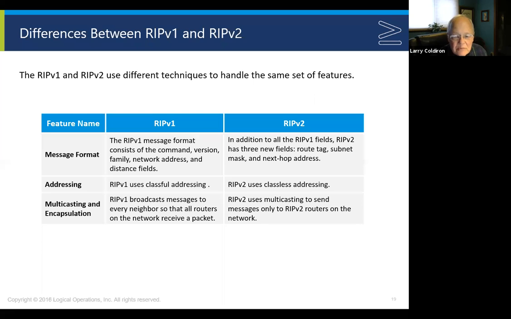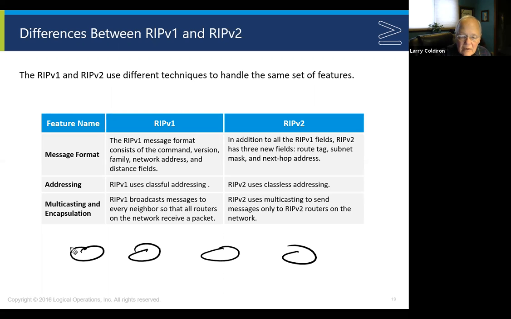Multicasting and encapsulation. RIP is a broadcast protocol, and RIP broadcasts updates every 30 seconds, and that's pretty fast, though not real fast in networking. So if we have, again, a bad drawing here, a number of routers, and let's say we want to add a route here. So 30 seconds, we update router 2.